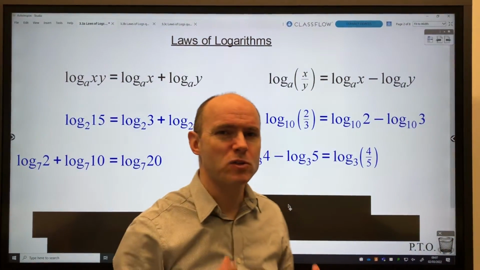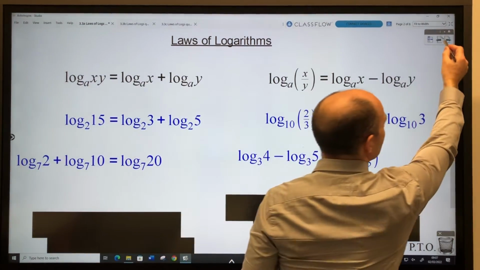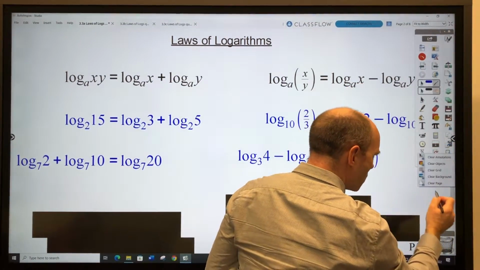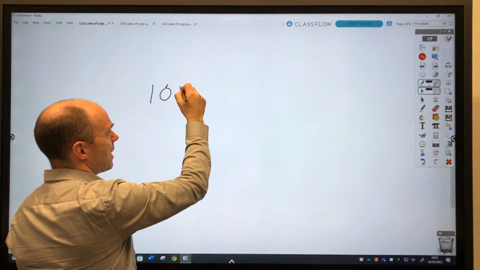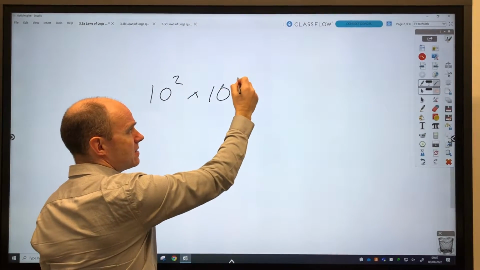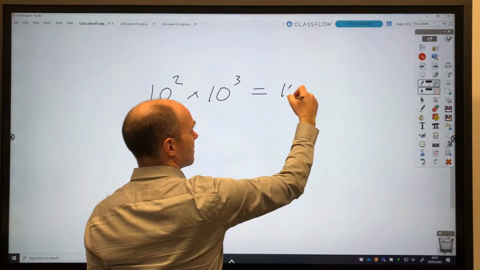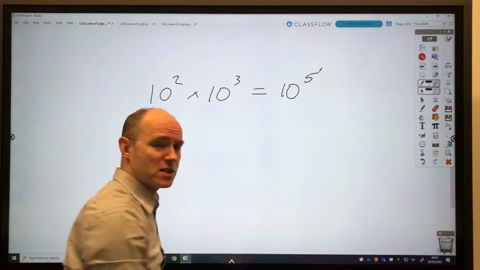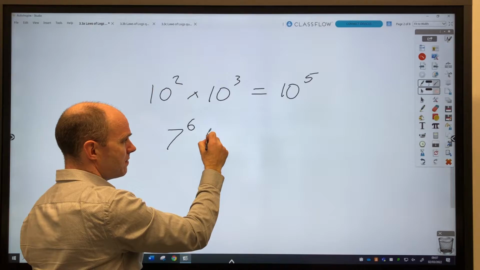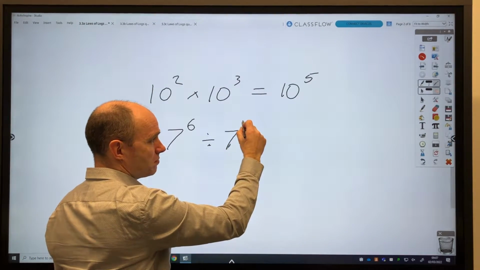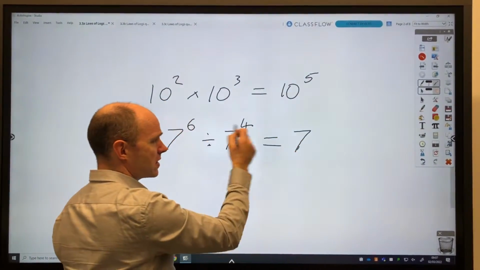Before I go ahead and talk about the next logarithm rules, let's just take a moment to see how that relates to exponentials, shall we? So what I'm going to do is get rid of all of that. In terms of exponentials, if you have 10 to the power of 2 multiplied by 10 to the power of 3, what would you do? You'd add the powers together. You'd have 10 to the power of 2 plus 3, which is 5. Another example, if you had 7 to the power of 6 divided by 7 to the power of 4, what would you do? You'd subtract. You do 7 to the power of 6 subtract 4.